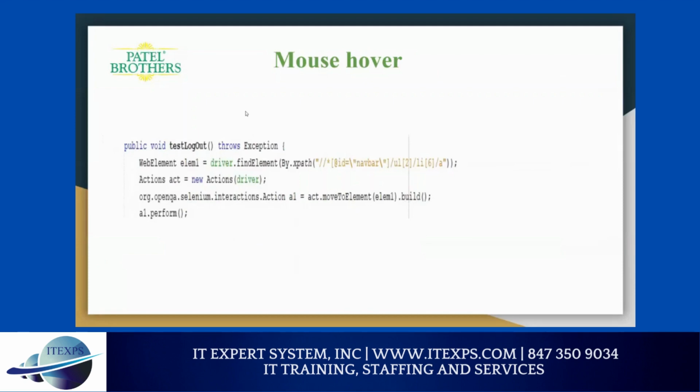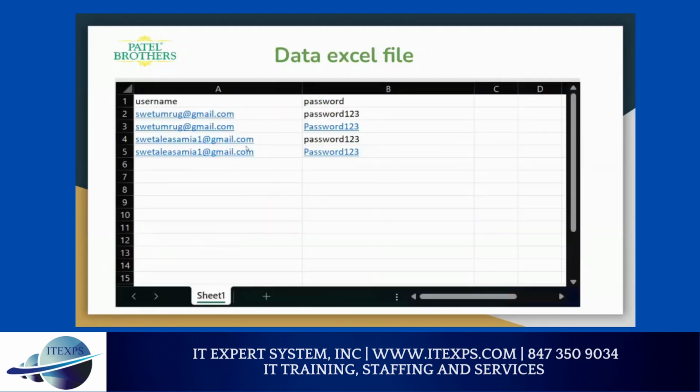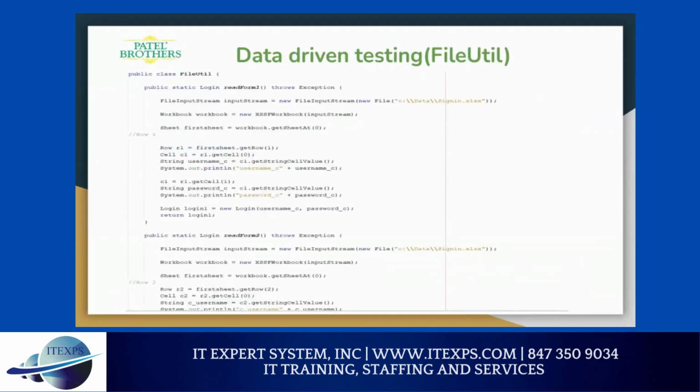And the next one we have done is switch to iframe. Here we have used switch to iframe in the area where we are using our credit card details and so on. And the next one is data Excel file. We have used Excel file to save our data for login, logout with incorrect password and correct password, and several things like that, which is correct and incorrect. This is our data sheet.